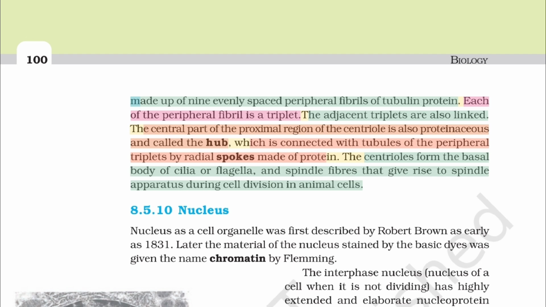The central part of the proximal region of the centriole is also proteinaceous and called the hub, which is connected with tubules of the peripheral triplets by radial spokes made of protein. The centrioles form the basal body of cilia or flagella, and spindle fibers that give rise to the spindle apparatus during cell division in animal cells.